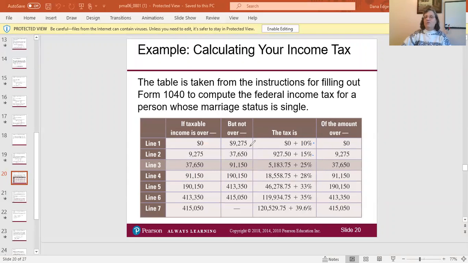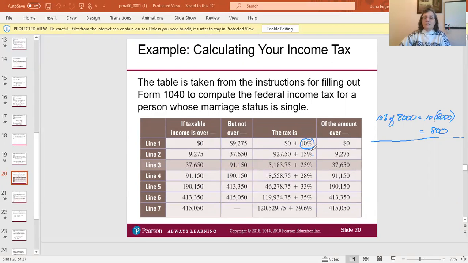Everyone, whether it's you or Bill Gates, only pays 10% on the first $9,275. So if somebody makes $8,000, they're going to pay 10% on that. 10% of 8,000, 0.10 times 8,000, is $800. And this should have been withheld, so you're not supposed to have to worry about it.